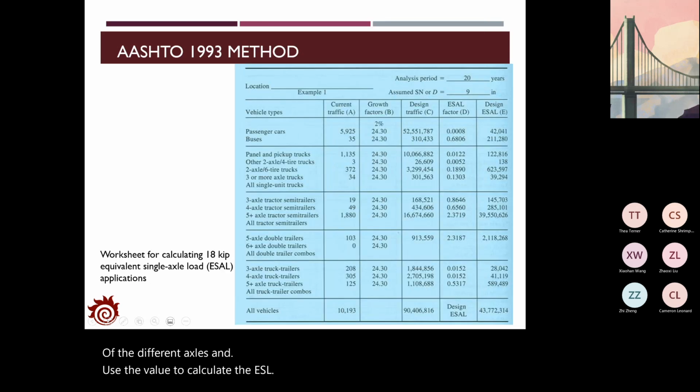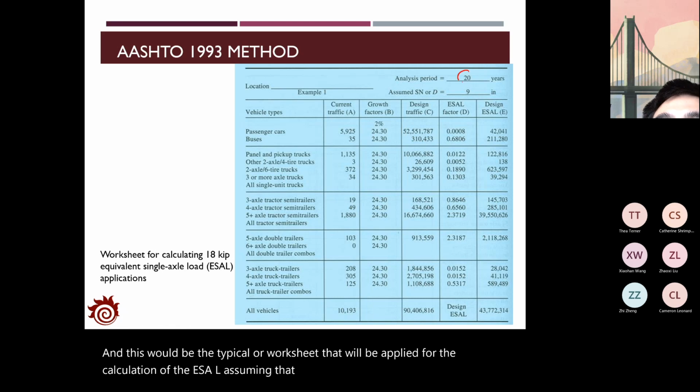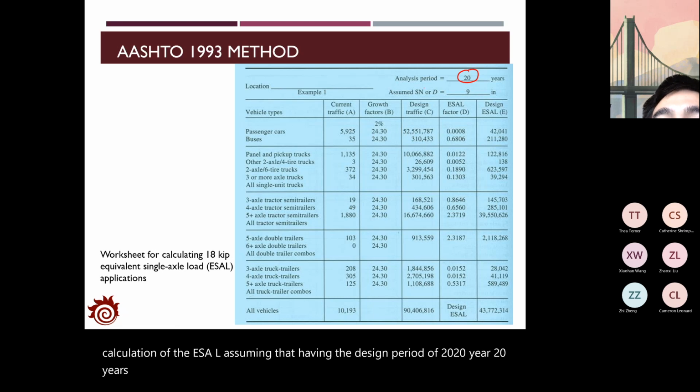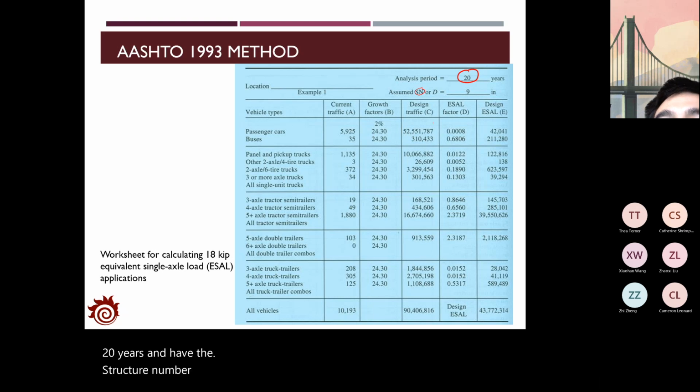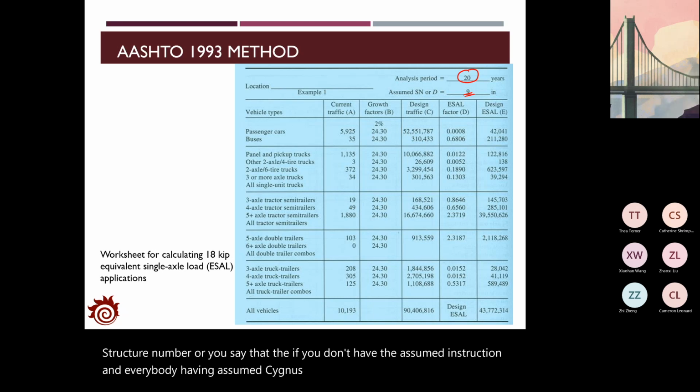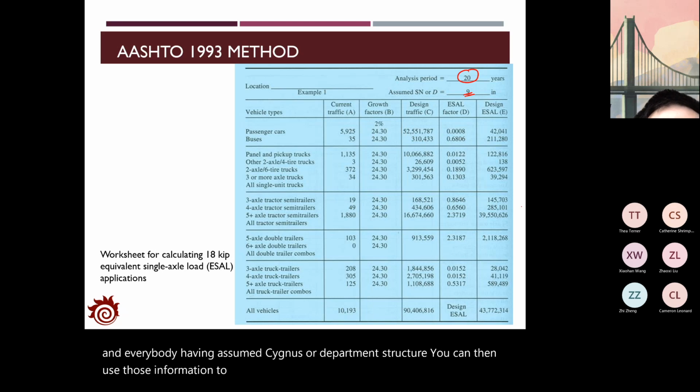And this would be the typical worksheet that will be applied for the calculation of the ESAL, assuming that you have the design period of 20 years, and you have the structure number, or say that if you don't have the assumed structure number, but you have the assumed thickness of the pavement structure, you can then use that information to calculate what's the total ESAL.